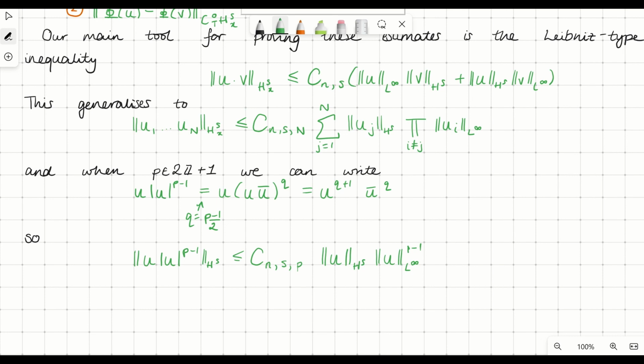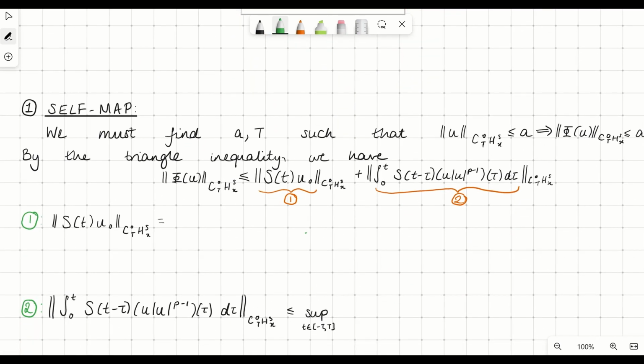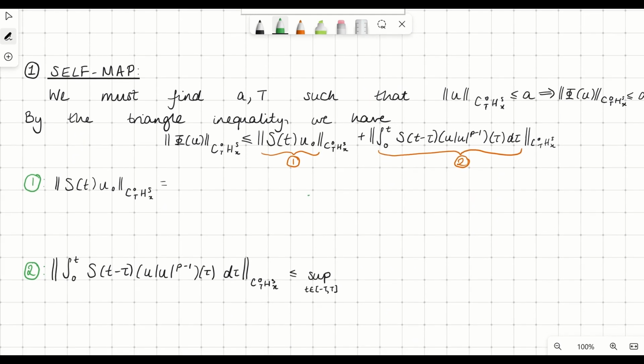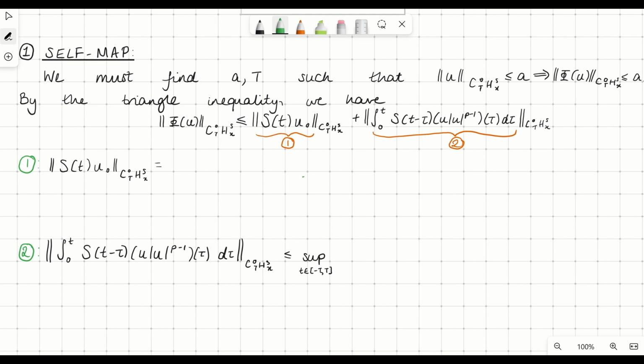So with this inequality in hand, we're now ready to show that phi is a contraction map on B_{A,T} for some choice of A and T. So we need to first show that phi maps the ball to itself. It's a self-map, i.e. whenever the norm of u is less than or equal to A, we need the norm of phi of u to also be less than or equal to A. So we need to bound phi of u in terms of the norm of u.